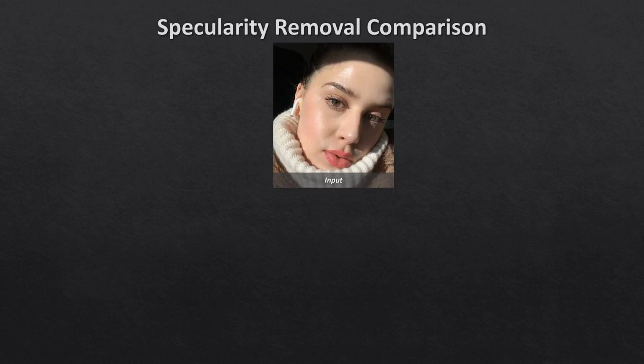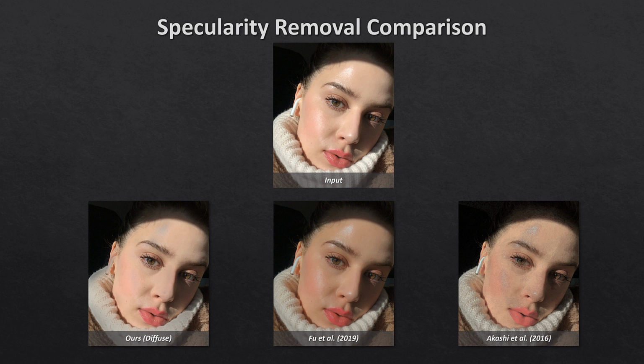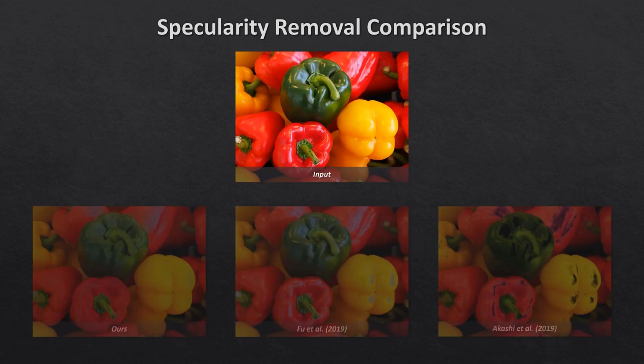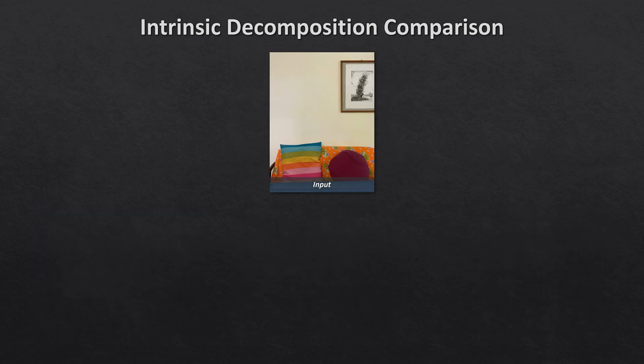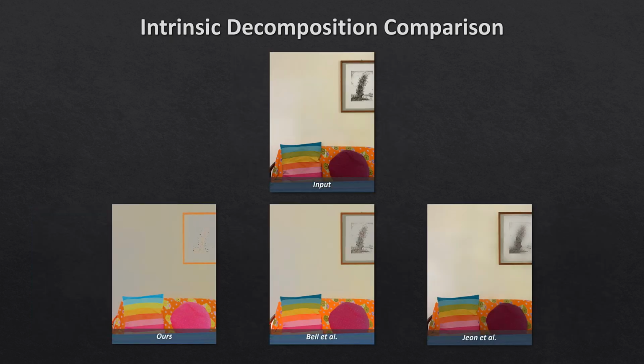We perform qualitative and quantitative evaluations. Here we show some qualitative comparisons. Our specularity removal performs better than the state of the art in terms of accuracy and performance. Please note that our output is the most diffuse while being artifact-free and spatially consistent. Our intrinsic decomposition results are comparable to the state of the art while performing faster than prior works.